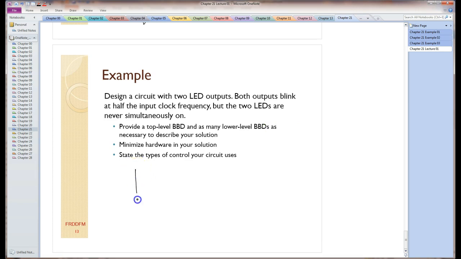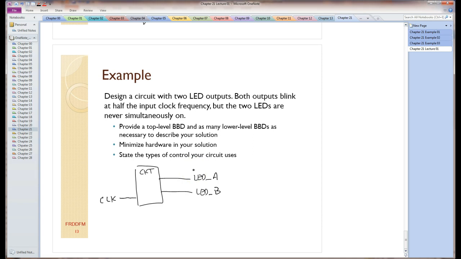This is a similar problem. We'll do it properly this time. This is a circuit. It has 2 LED outputs. We'll call it LED A and LED B for lack of better anything to put it. And what I have here is a clock coming into this circuit. So this is very similar to the last problem. It's going to blink these LEDs at half the frequency. Only one LED at a time is going to be on, but there's always going to be one LED on.